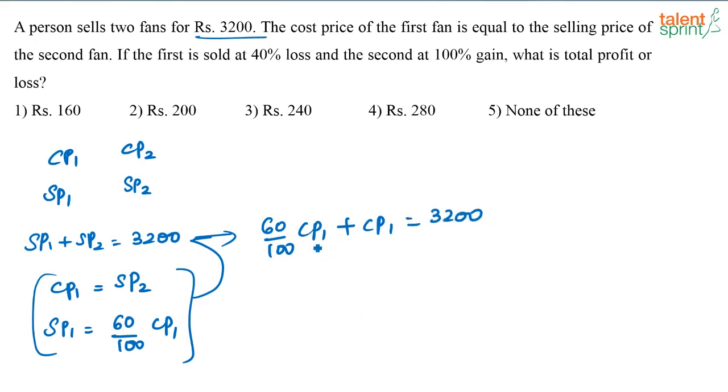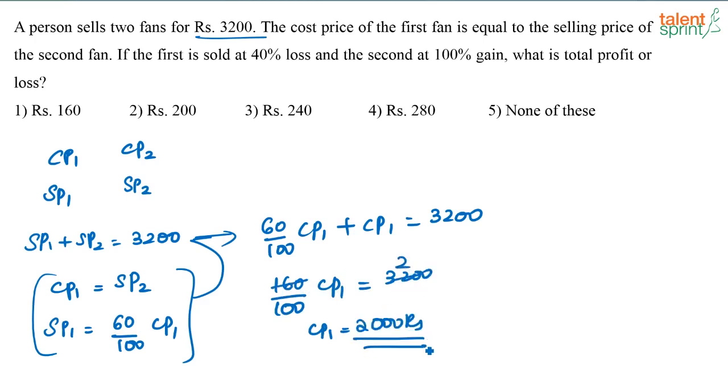So from here, I can find out the cost price of the first fan. 160 by 100 times the cost price is equal to 3,200, so the cost price of the first fan is nothing but 2,000 rupees. Yes, so the cost price of the first fan is 2,000 rupees, and this 2,000 is nothing but the selling price of the second fan. Now next, what are they saying? The second fan is sold at 100% gain.